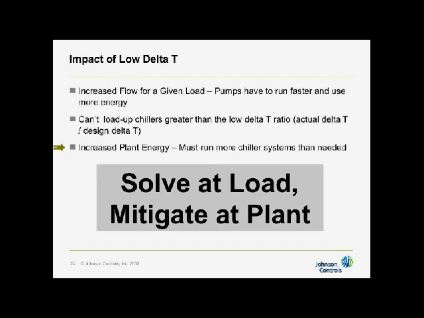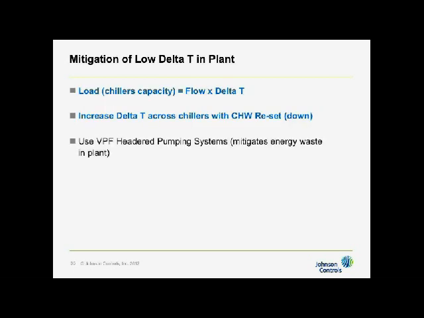You have to clean the coils, you have to recalibrate controls, replace leaky valves, etc. You cannot solve low delta T at the plant, but you can mitigate it. It's just very difficult to do so with primary secondary. Right? Remember, load is equal to flow times delta T.